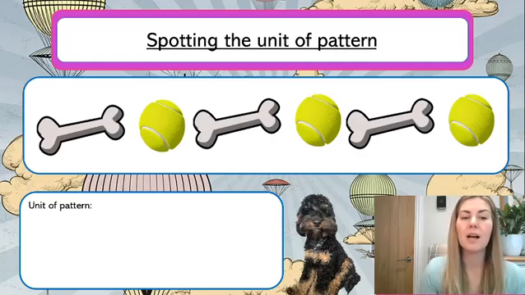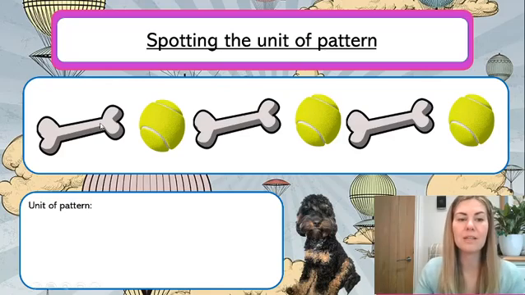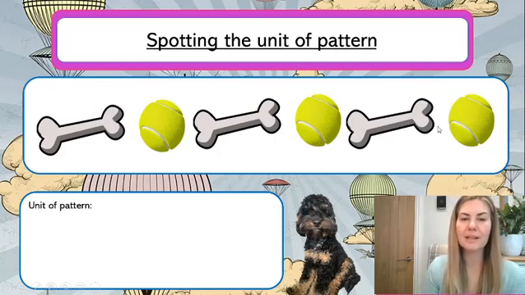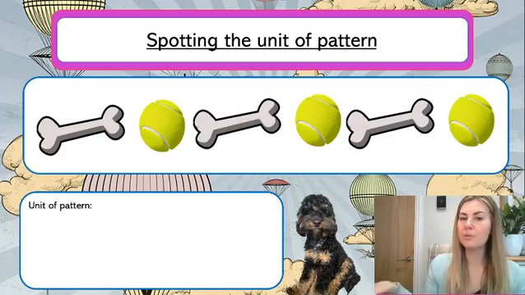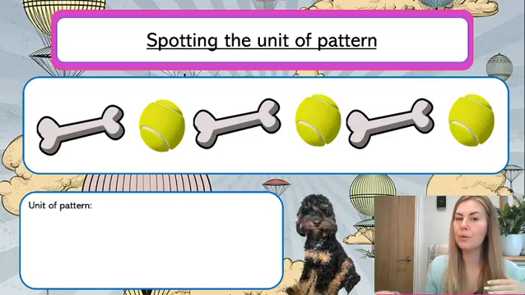Mochi has this pattern at the top. We're going to read the sequence together. Are you ready? Bone, ball, bone, ball, bone, ball. Great. Okay, now what I would like you to do is have a little think about the unit of pattern. So ask yourself, what do I need for this pattern and what order does it go in?